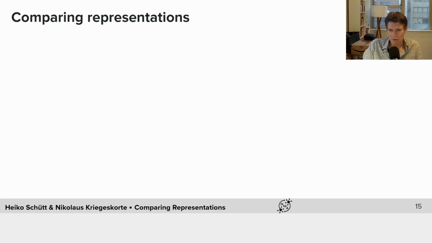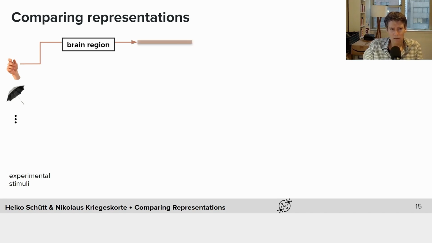So let's look at this in a little more detail. So as Heiko has shown you, we might have a number of visual stimuli or other inputs to the systems that we're looking to compare in terms of their internal representations. And these inputs are presented to each of our systems, for example, to brains of subjects in an experiment. And for each of them, we get an activity pattern, for example, in a cortical area.